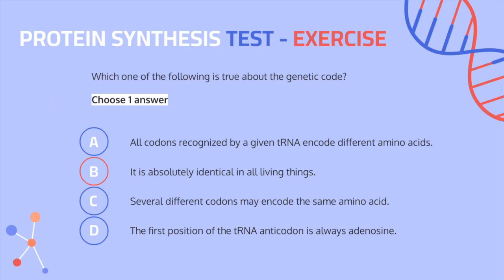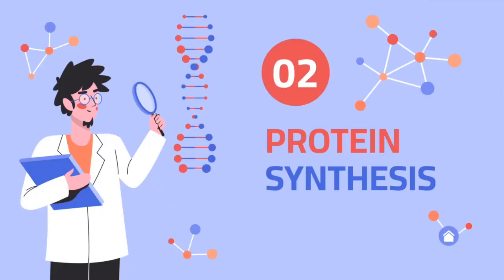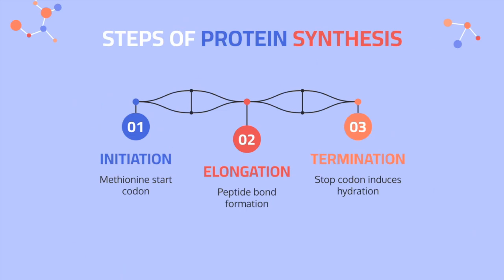All right, so moving on to protein synthesis. There are 3 steps in protein synthesis. We have initiation, elongation, and termination. Initiation, as we've mentioned with methionine, then elongation with a peptide bond formation from amino acid to amino acid, and then termination with a stop codon that will induce hydration, which stops the peptide from growing.